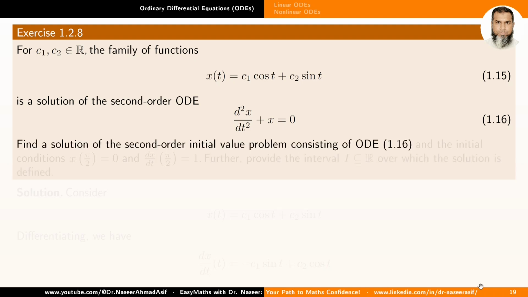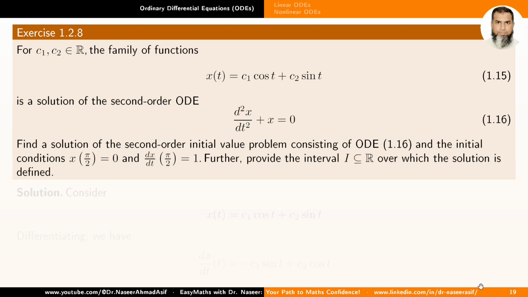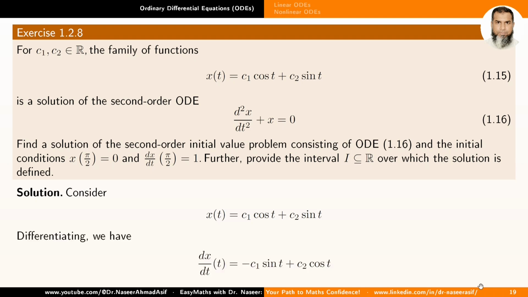Find a solution of the second order initial value problem consisting of ODE 1.16 and the initial conditions x of pi by 2 is equal to 0 and dx/dt of pi by 2 is equal to 1. Further, provide the interval I subset of R over which the solution is defined. Well, see the solution. Consider x of t is equal to c1 cosine t plus c2 sin t. Differentiating, we have dx/dt of t is equal to minus c1 sin t plus c2 cosine t.